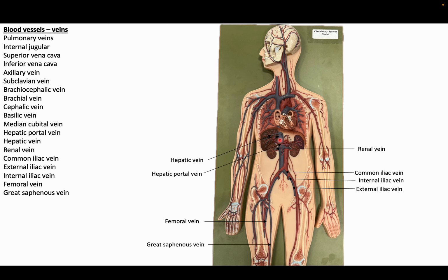We also have the renal vein as well right here. The renal vein is in this area, and it's carrying blood from the kidney back to your heart. And that sums up the chapter on the blood vessels. Thank you.